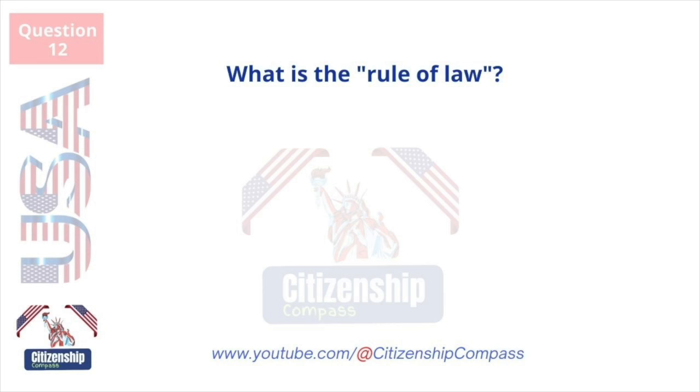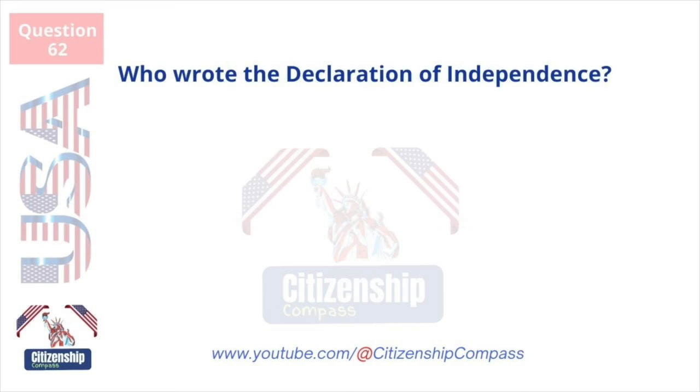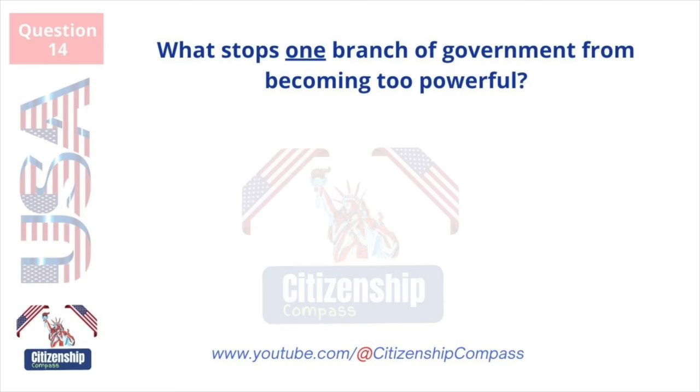What is the rule of law? Everyone must follow the law. Who wrote the Declaration of Independence? Thomas Jefferson. What stops one branch of government from becoming too powerful? Checks and balances.